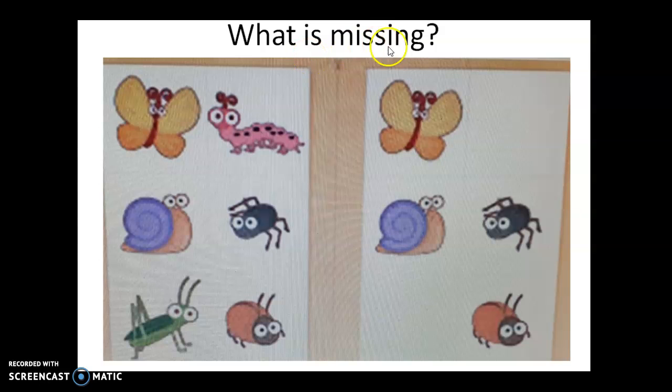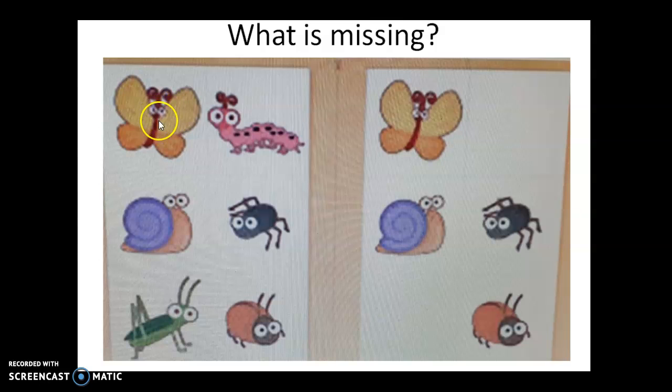Okay, what is missing? I have two pictures here. In this one picture I have one, two, three, four, five, six insects. In this other picture I have one, two, three, four. I have two missing insects in this other picture. We are going to find the missing insect.